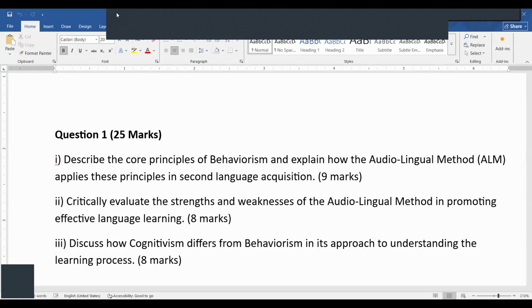Okay, see the questions. Describe the core principles of behaviorism and explain how the audiolingual method applies these principles in second language acquisition. I think if you go through the notes once again, you can understand it. You know what behaviorism is; we have discussed it in detail. And then we have discussed how the audiolingual method is applied with behaviorism.